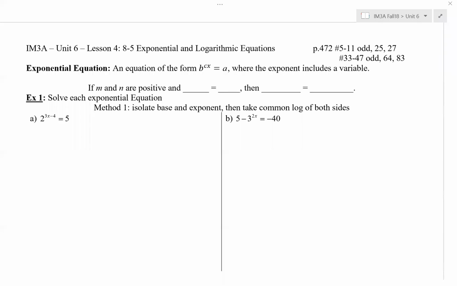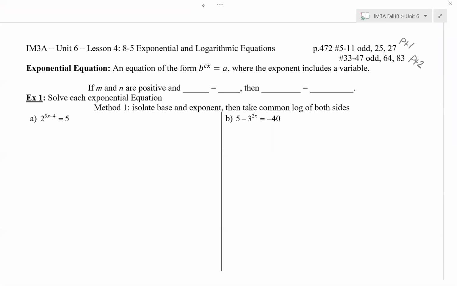Today we're going to look at Unit 6 Logarithms Lesson 4, which is the first half of Section 8.5, exponential and logarithmic equations. Today we're going to look at exponential equations. So the homework assignment attached to that is on page 472, the 5 through 11 odd, 25 and 27. So this is for part 1, and then the next half of the lesson is with part 2. So that'll be with the log equations.